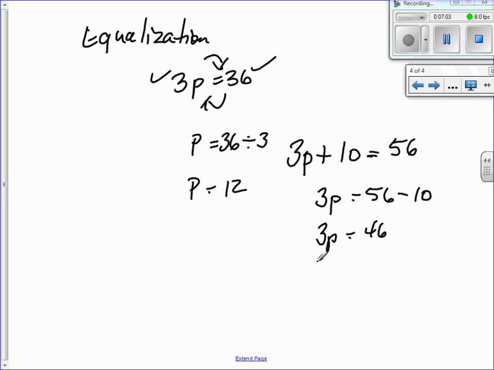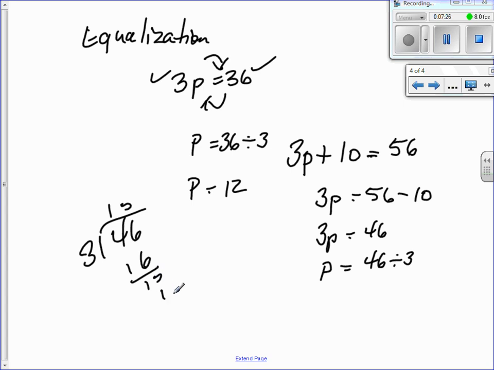Now, I still don't know what the value of p is. So, in order to get to p, I have to do 46 divided by 3. Okay? You with me so far? So, 46 divided by 3. 3 goes into 4 once. Once it's 16. 3 into 16 goes 5 times, which is 15. Carry the 1, and then 0, and it's actually 15 point 3. Okay, 15 and a third. So p is equal to 15.3.